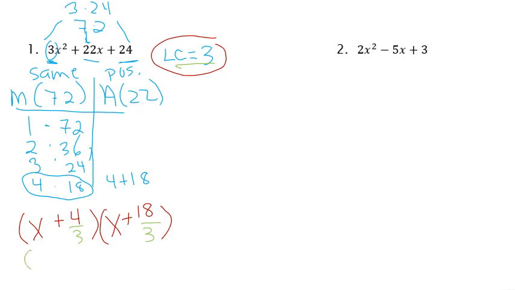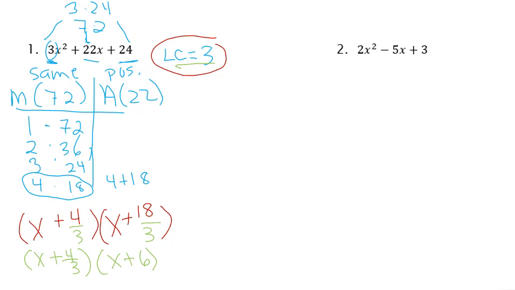So when I rewrite this, I have x plus 4/3. 4 over 3 doesn't simplify, so I'm going to leave it like that for right now. And then 18 over 3 actually simplifies to 6. I could simplify that fraction. So we have this answer that looks like x plus 4/3, x plus 6.